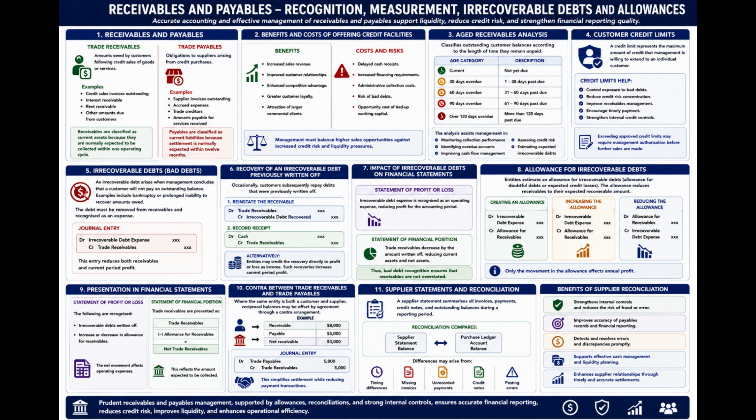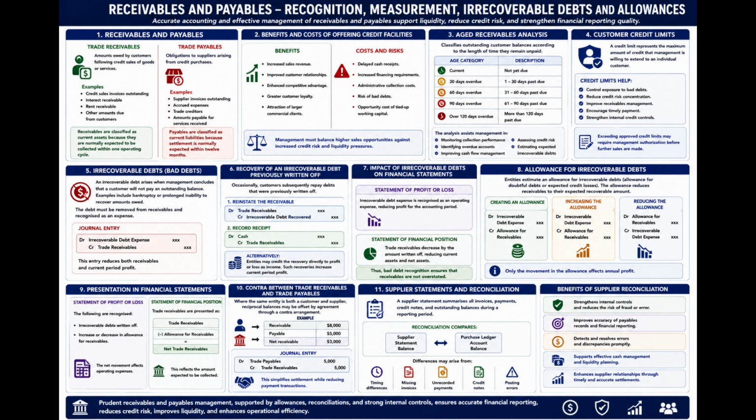2. Benefits and costs of offering credit facilities. Offering credit to customers may significantly influence sales performance and competitiveness. Benefits: increased sales revenue, improved customer relationships, enhanced competitive advantage, greater customer loyalty, attraction of larger commercial clients. Costs and risks: delayed cash receipts, increased financing requirements, administrative collection costs, risk of bad debts, opportunity cost of tied-up working capital. Management must balance higher sales opportunities against increased credit risk and liquidity pressures.